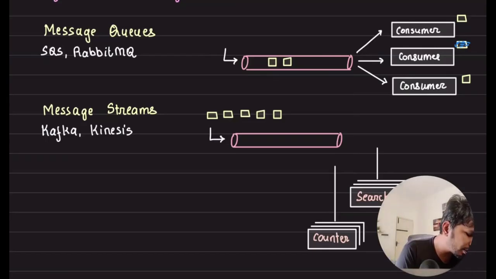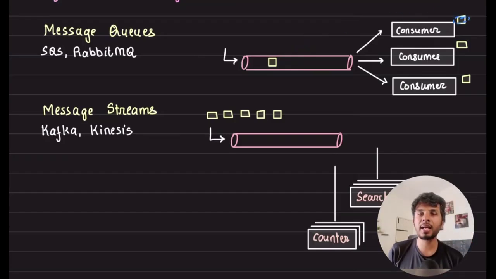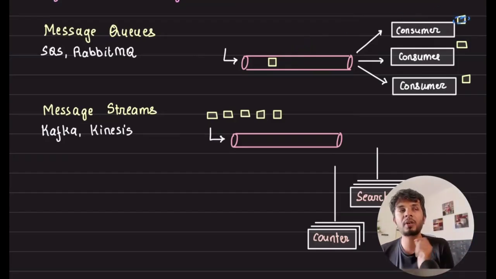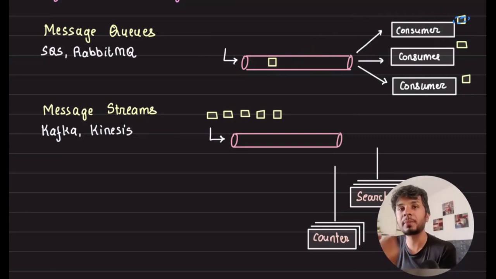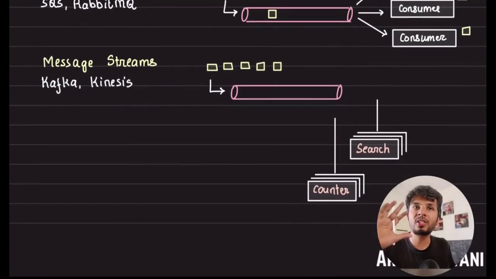And then let's say the first consumer was done processing, so it deleted the message. So next time it will get this message. Here you see how one message is read by any one of these consumers, and it does that processing. All 3 consumers are supposed to do the exact same thing, right? Okay. Now let's talk about message streams.